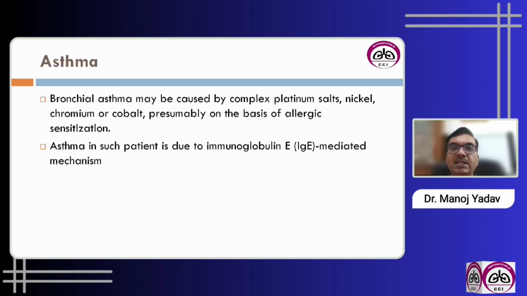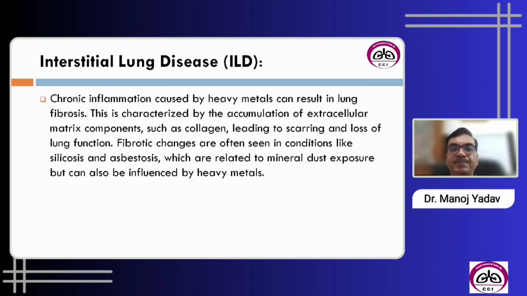Asthma is another disease which can be caused by complex platinum salts, nickel, chromium, or cobalt, presumably on the basis of allergic sensitization. Asthma in such patients is due to immunoglobulin E, that is IgE-mediated mechanism.